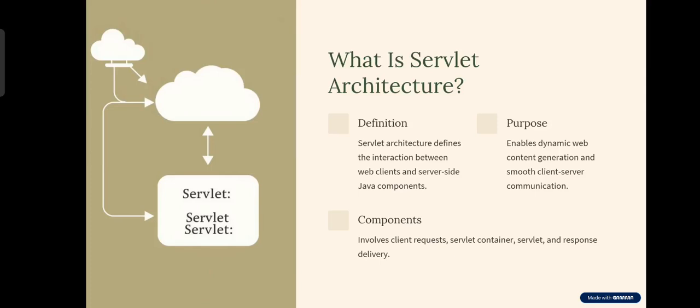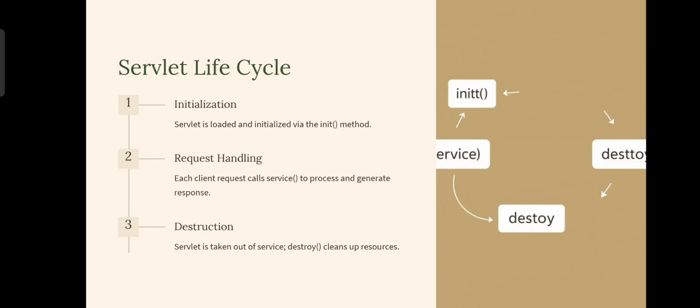It is a part of the Java EE platform and runs inside a servlet container like Apache Tomcat. Apache Tomcat is an open source web server and servlet container developed by the Apache Software Foundation. It is used to deploy and run Java-based web applications that are built using Java servlets and Java Server Pages. Its purpose is to enable dynamic web content generation and smooth client-server communication. The components involved are client request, servlet container, servlet, and response delivery.